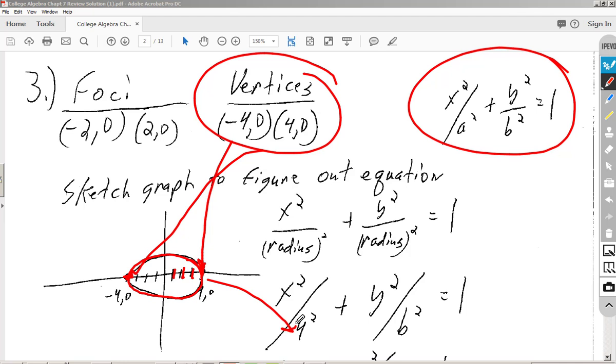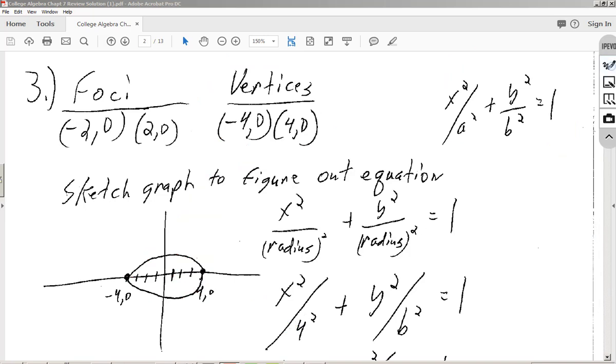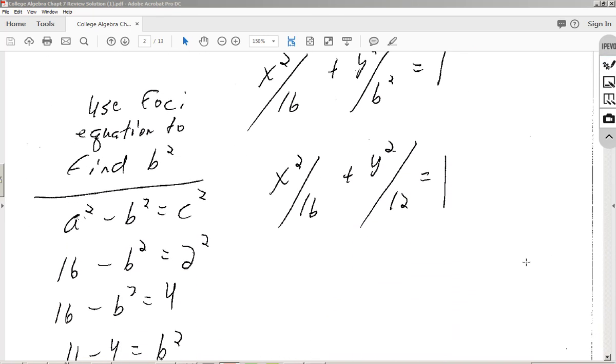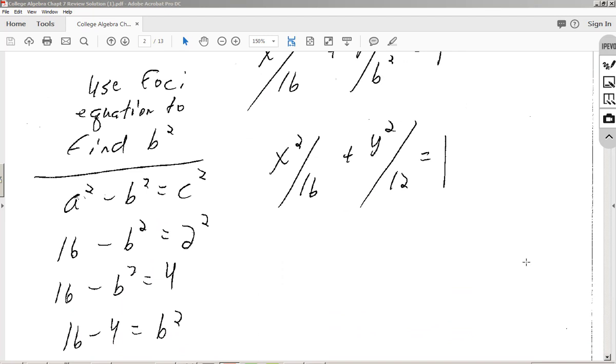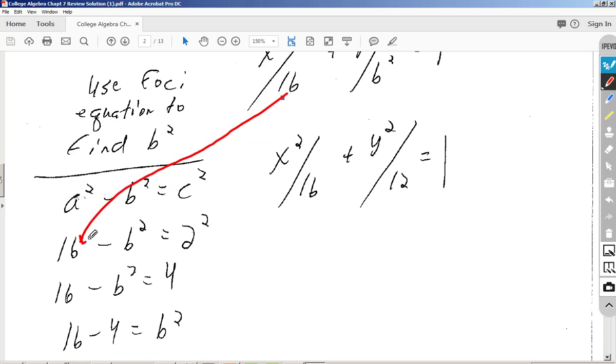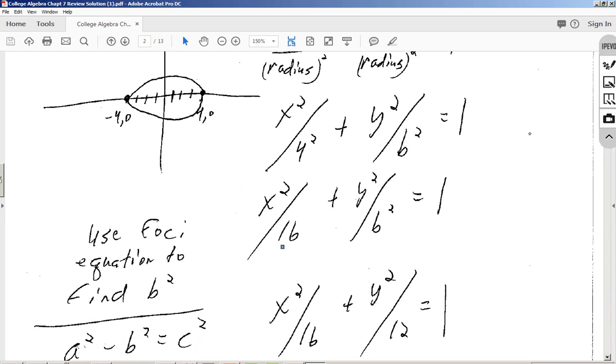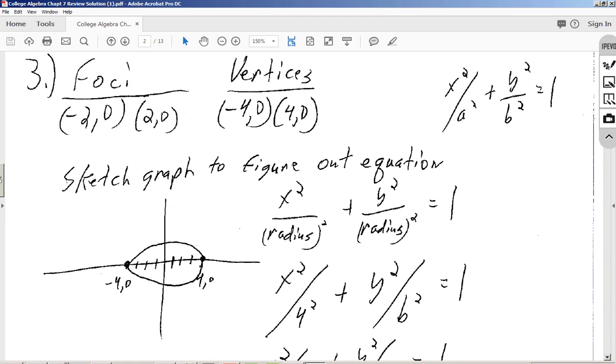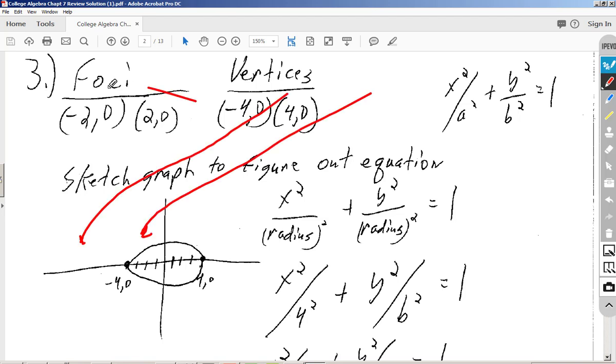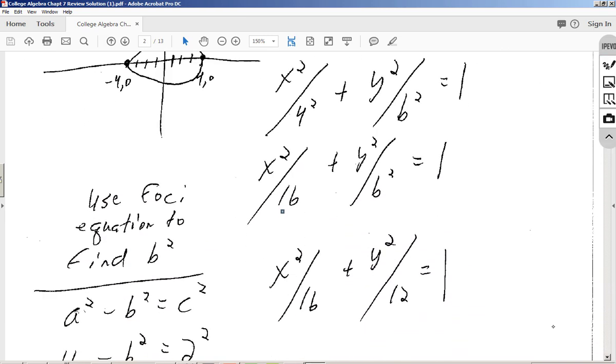Now to find the radius of my minor axis, I'm going to have to use my foci formula. So using my foci formula, I've got a squared minus b squared equals c squared. So I know here is my a, so that's going to be 16. B is what I'm looking for, and C is going to be that distance from the center to the focus. So again, if we scroll up here, our focus was at negative 2 and 0, 2 and 0. So I'm just going to substitute those numbers in. So back to my foci formula, substituting in that 2.